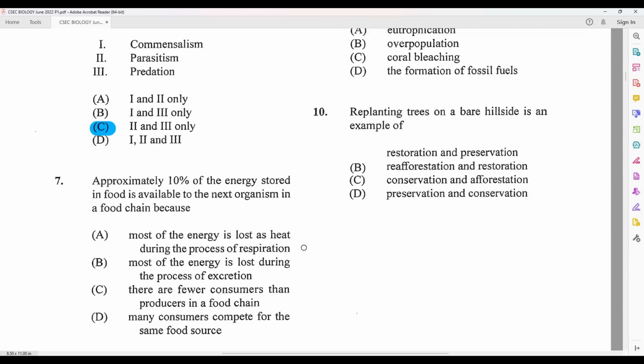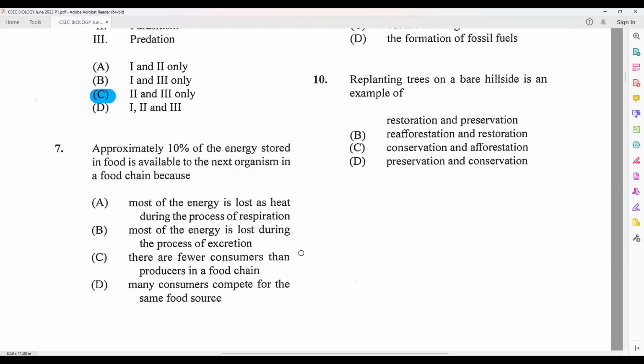Approximately 10% of energy stored in food is available to the next organism in the food chain, because most of the energy is lost as heat during the process of respiration. Most of the energy is lost during the process of excretion. There are fewer consumers than producers in the food chain. Many consumers compete for the same food resource. The best response here would be A.